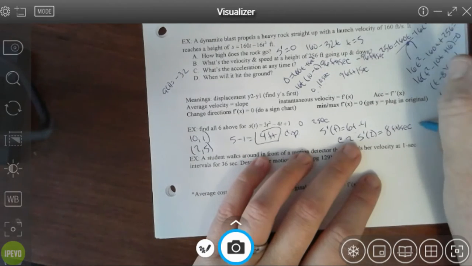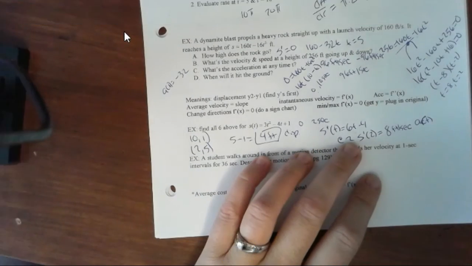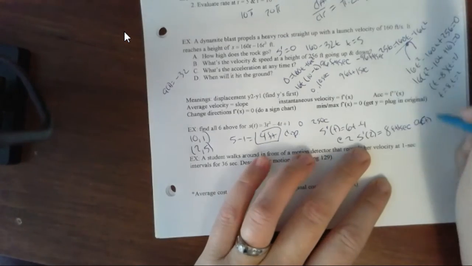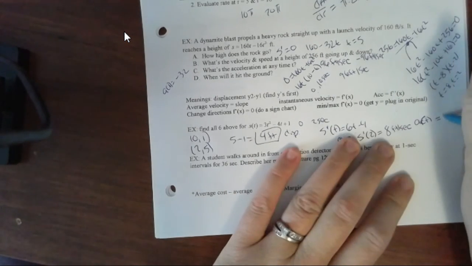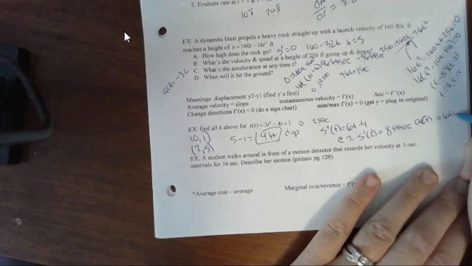Acceleration would be the next derivative. So my acceleration, that's a weird one. Let me make sure this is still on the screen for you guys. Okay. So the acceleration would just be this derivative, which is 6. And that would be feet per second squared.